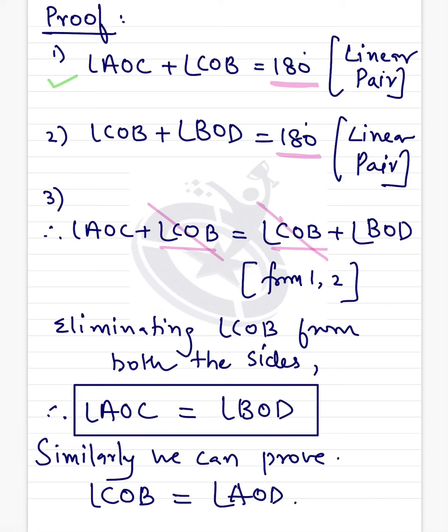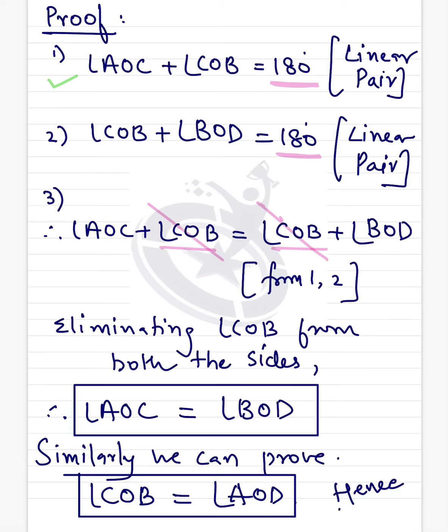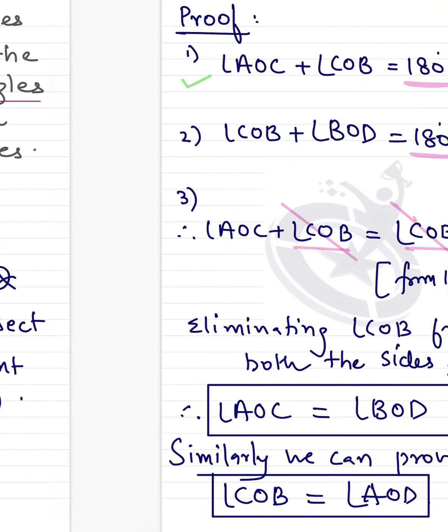Hence proved. So we have proved the theorem. We have proved that if two lines intersect each other, the vertically opposite angles are equal.